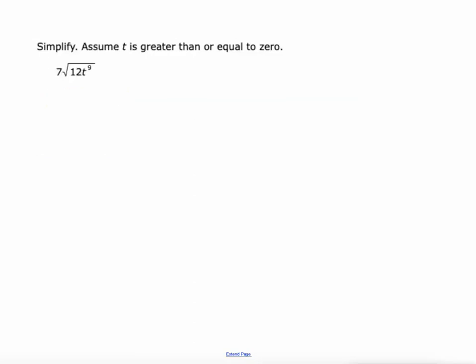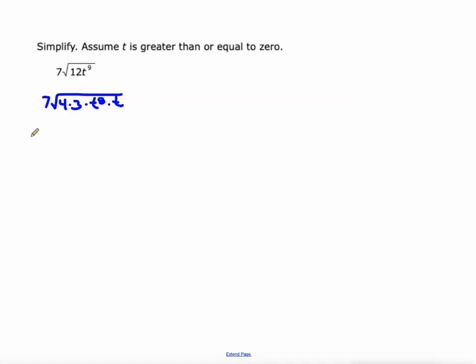This one's a little bit different because it's got that 7 in front. So let's start there. We got the 7 times the square root. Is 12 divisible by a perfect square? It sure is, 4. 4 times 3 is 12, where 4 is a perfect square. And then we also have that t to the 9th, which isn't a perfect square, but t to the 8th is. Basically, you just need an even exponent, and you'll have a perfect square.